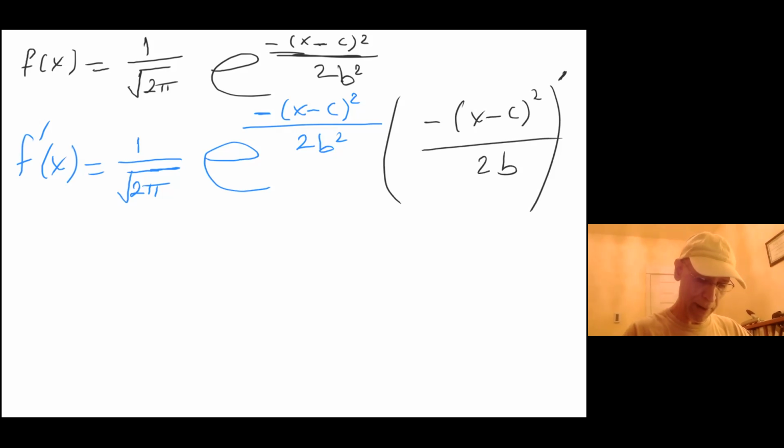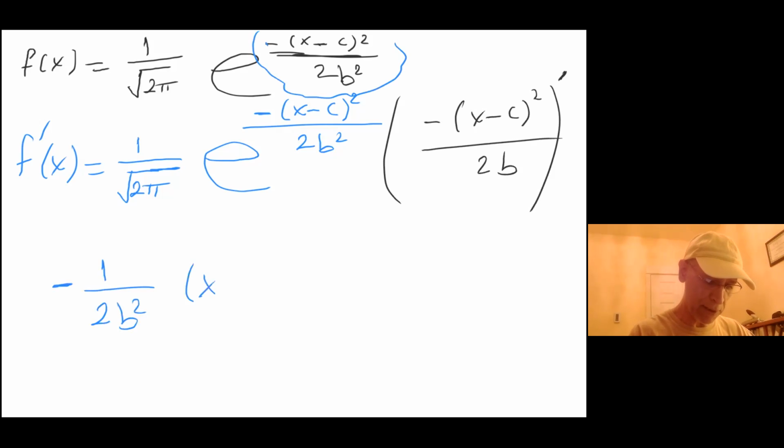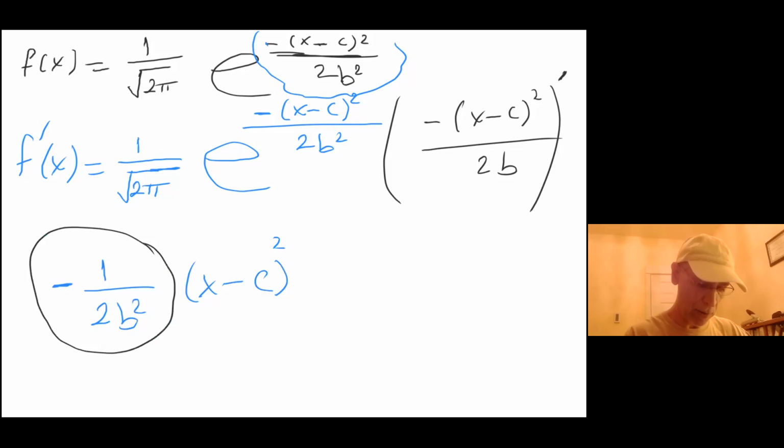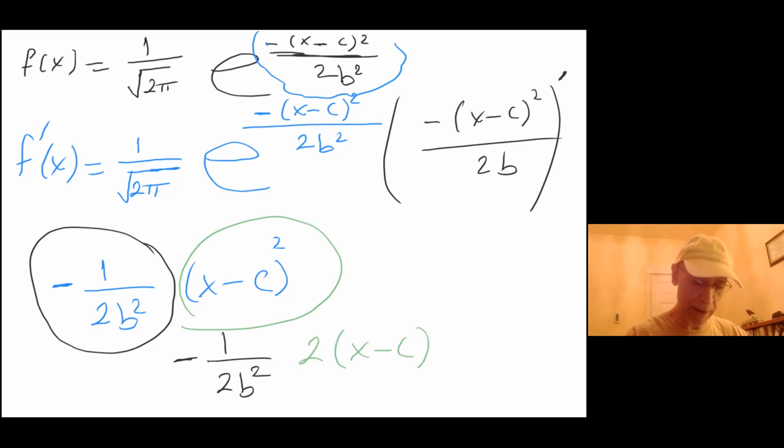Notice that this power right here, I can rewrite as minus 1 over 2b squared times (x minus c) squared. And if I want to take the derivative of that, this part right here is a constant, so minus 1 over 2b squared. And then for this part, I'm going to have 2 times (x minus c) to the power of 1 times the derivative inside, which is a 1. Now, if I cancel out this 2 with this 2, I'm going to be left with minus (x minus c) all over b squared. So let me go to the next page.